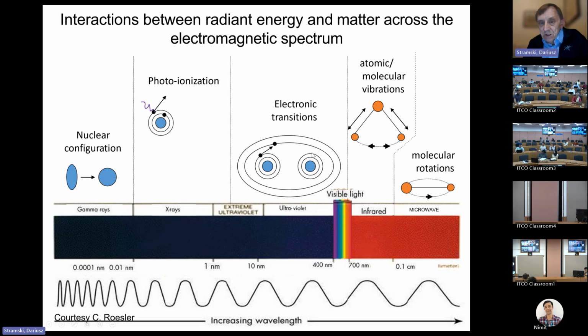So these electronic transitions are associated with changes in a quantized amount of energy within atoms that correspond to energies of photons within UV and visible. And if we go to infrared now, the changes in internal energy in atomic or molecular vibrations correspond to energies of photons within infrared. And if we go further to the longer wavelength portion of the spectrum, we start invoking molecular rotations.